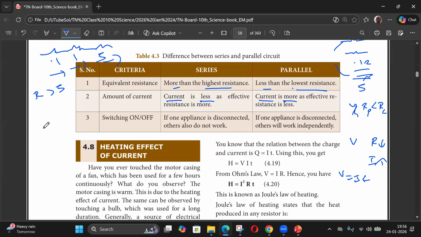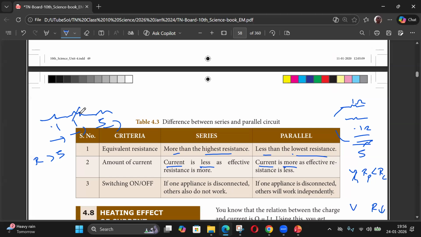In series, suppose one of the resistors breaks because of excessive heating. So the current will stop here. In parallel, that's not a problem. Suppose this thing breaks because of excessive heating, two paths are there, then it goes to another path. So current will still flow in the main branch.